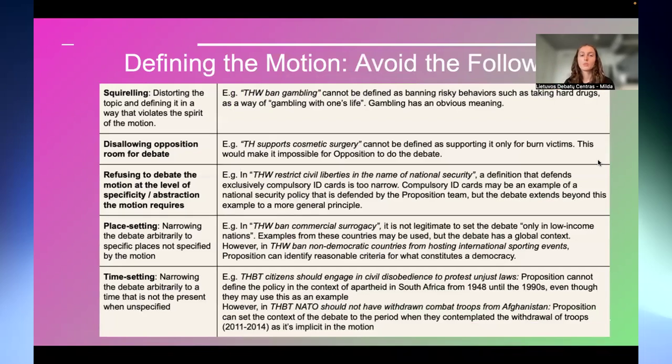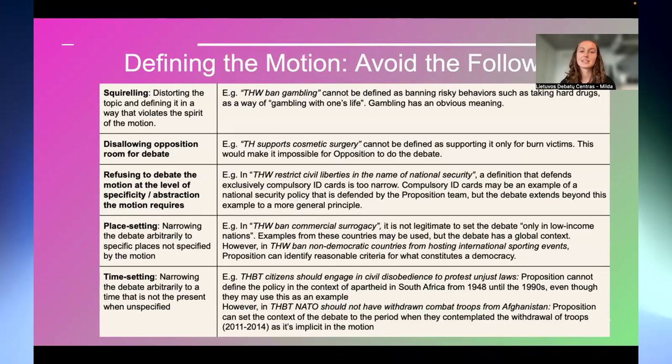Now, let's talk about some of the key and often made mistakes about defining motions, and just something that you shouldn't do. The first thing is swirling. That means distorting the topic and defining it in a way that violates the spirit of the motion. The spirit of the motion is a funny term, but basically, with an example, maybe it will make more sense.